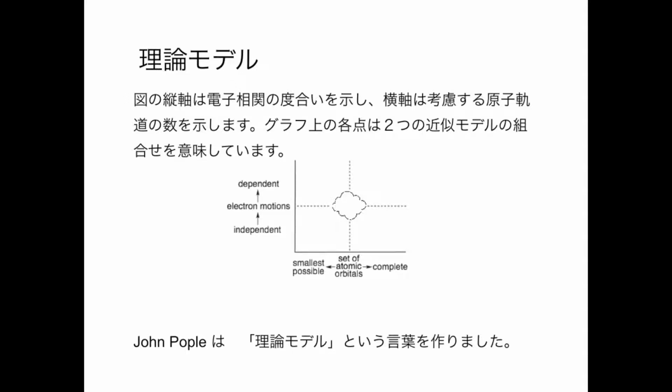On one axis of the diagram is the dependence of electrons. Down here, we're independent. Here, we're dependent. So there's a range of things we can do. Here is the set of atomic solutions. We can have the smallest possible set and an infinite or complete set. Okay? So this diagram defines a model. And any point on this diagram, if it's a well-defined point, is a different recipe. So pretty simple.